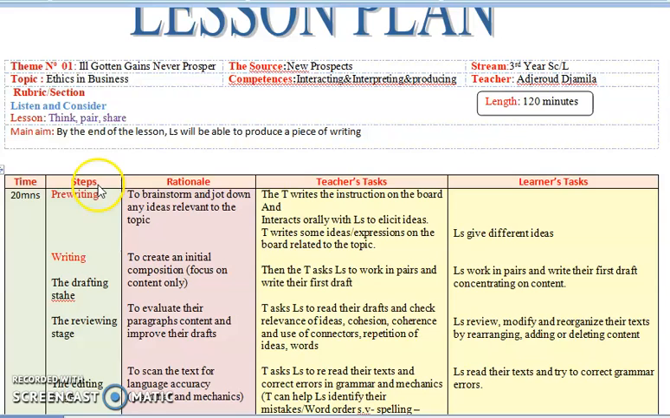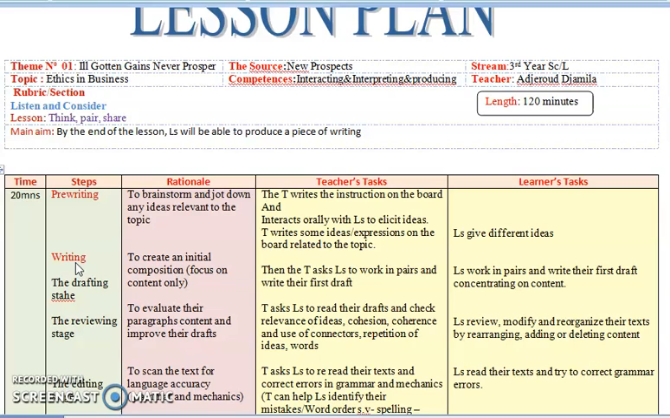The pre-writing stage, the rationale behind the pre-writing stage is to brainstorm and jot down any ideas relevant to the topic. Here the teacher writes the instruction on the board and interacts orally with learners to elicit ideas. The teacher writes some ideas or expressions on the board related to the topic. Learners interact with the teacher and they give different ideas. The second step is writing.